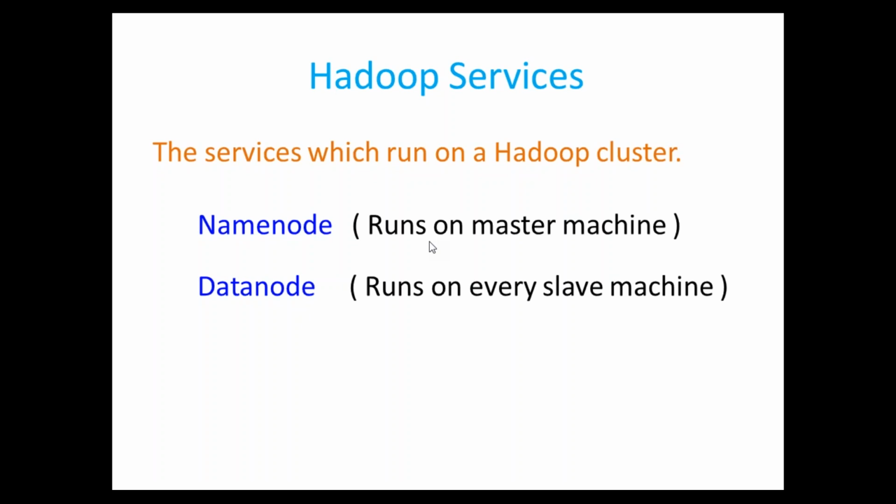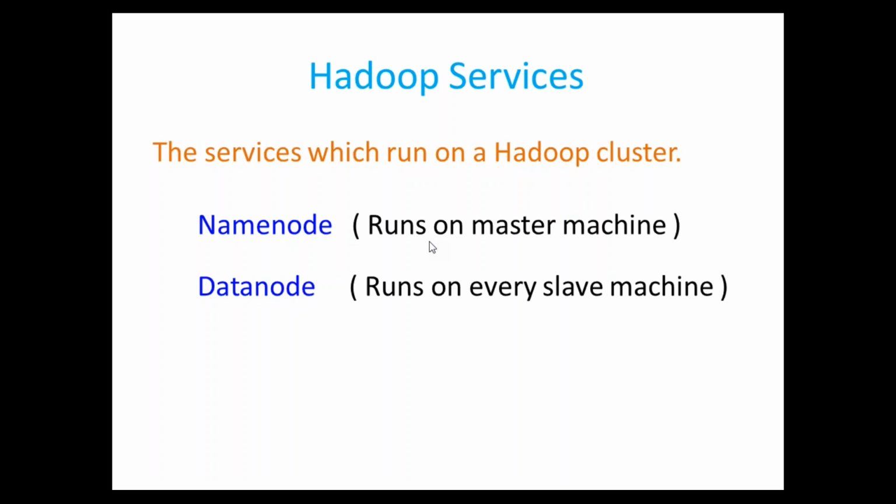But since the name node service is running on the master machine, even the master machine is known as name node. And similarly, the data node service is running on every slave machine. That's why every slave machine is known as data node. Otherwise, these are services. And these two services are taking care of the storage part of Hadoop, the Hadoop Distributed File System, HDFS.